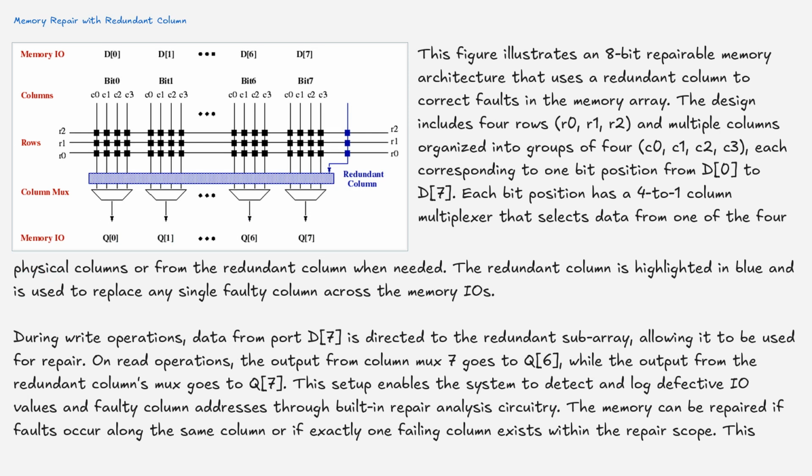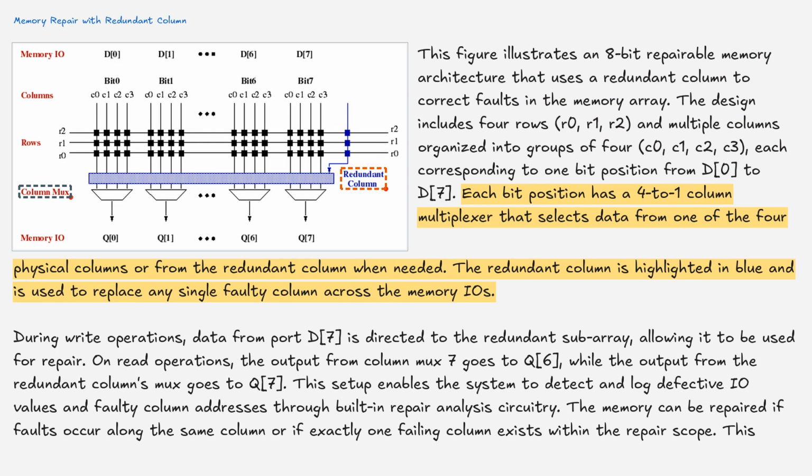This figure illustrates an 8-bit repairable memory architecture that uses a redundant column to correct faults in the memory array. The design includes 4 rows, row 0, row 1, row 2, and multiple columns organized into groups of 4, column 0, column 1, column 2, column 3, each corresponding to 1 bit position from data 0 to data 7.